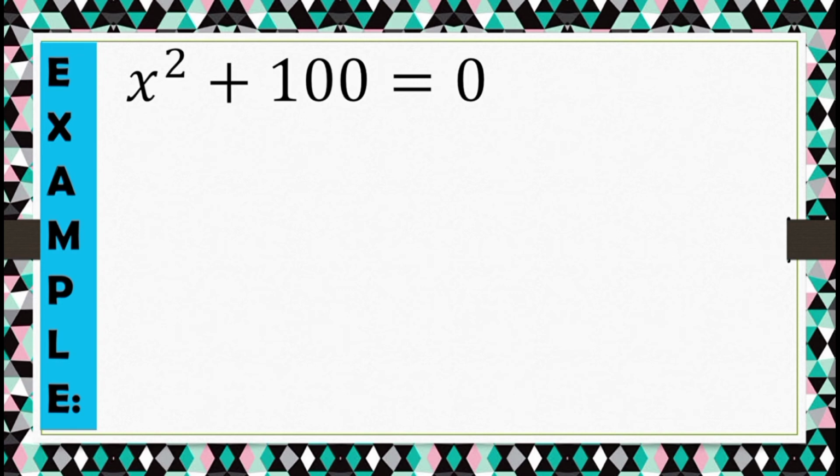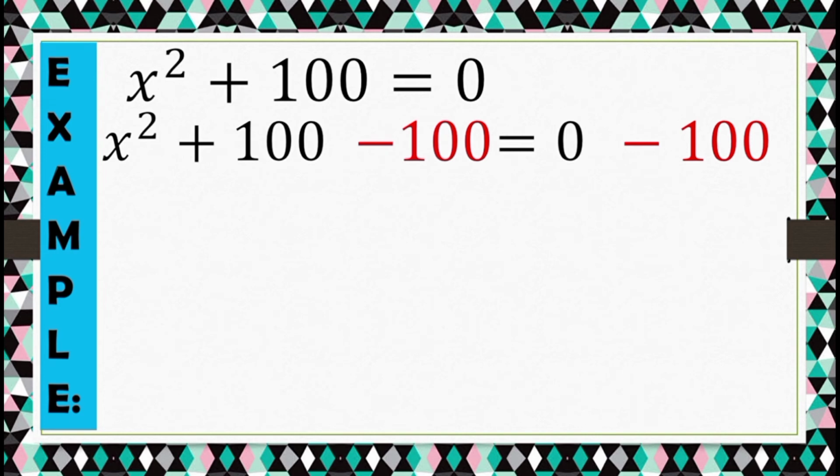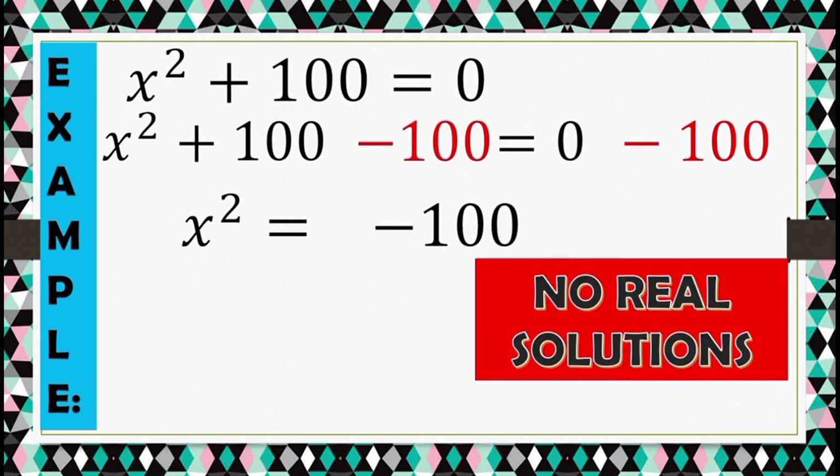For the fifth example, x squared plus 100 equals 0. So in this form, we need to write into x squared equals k form using subtraction property of equality, subtracting both sides by 100. The result would be x squared is equal to negative 100. This time, k is less than 0. So we will be expecting to have no real solutions at all.